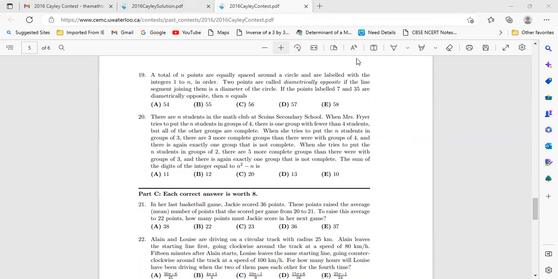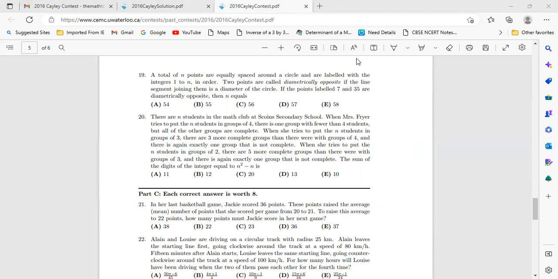A total of n points are equally spaced around a circle and are labeled with the integers 1 to n in order. 2 points are called diametrically opposite if the line segment joining them is the diameter of a circle. If the points labeled 7 and 35 are diametrically opposite, then n equals.